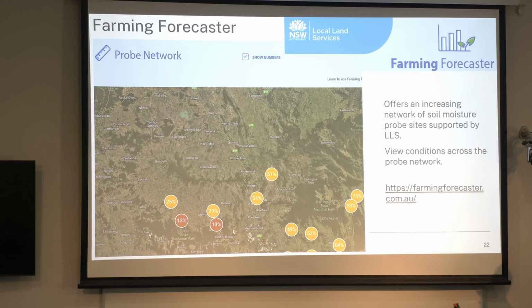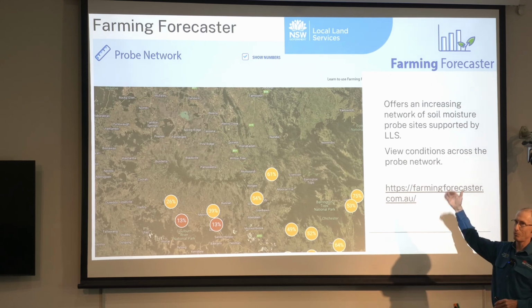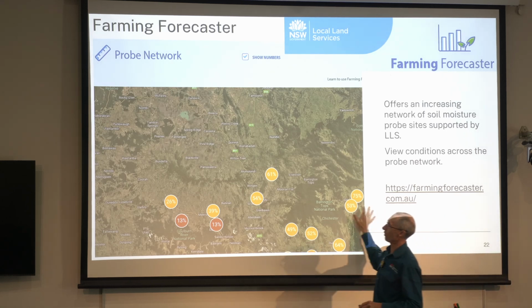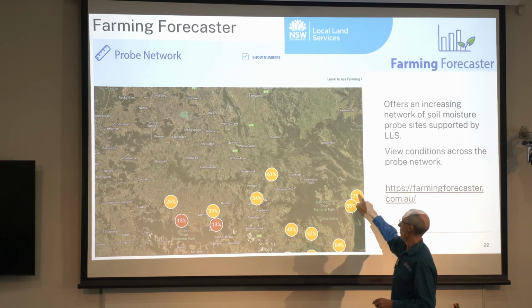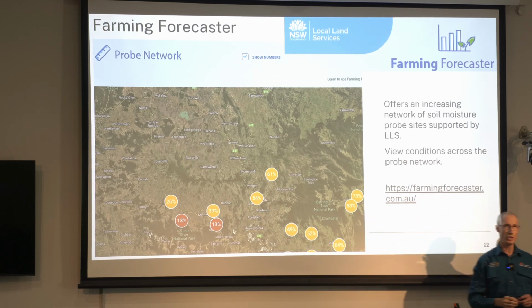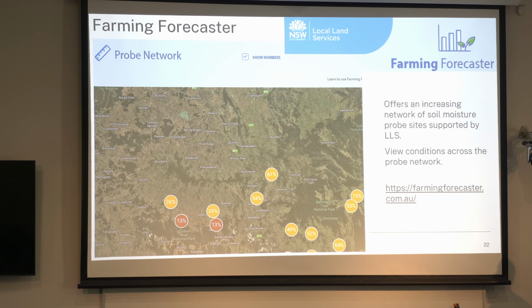There are a lot more sites further south in New South Wales. Slowly but surely they're coming up north. This is from Hunter LLS. But what it gives us is this chance to look across the region and where the probes are located, and we can see what the soil moisture status is sitting at across that range of networks. Not too much green there as of yesterday, is there? In the orange, a couple of sites in the low, red in the bottom corner there.